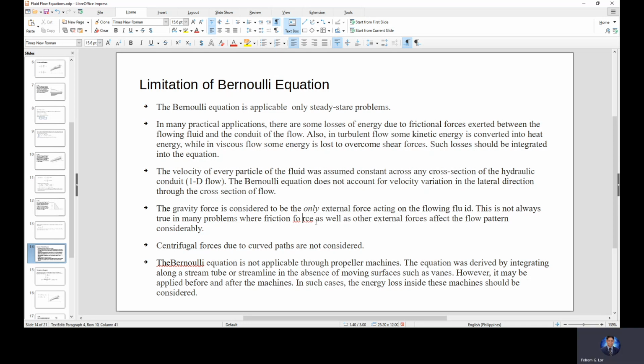Another is gravity. The gravity force is considered only to be the external force acting on the flowing fluid.